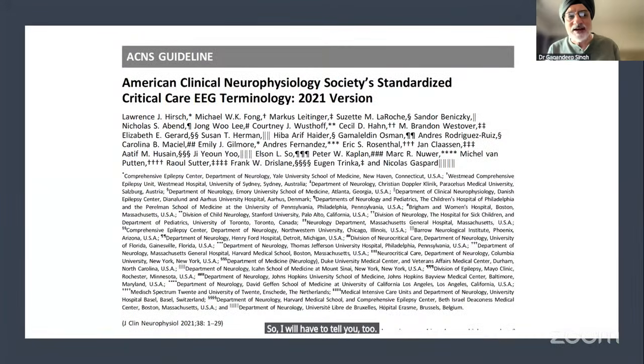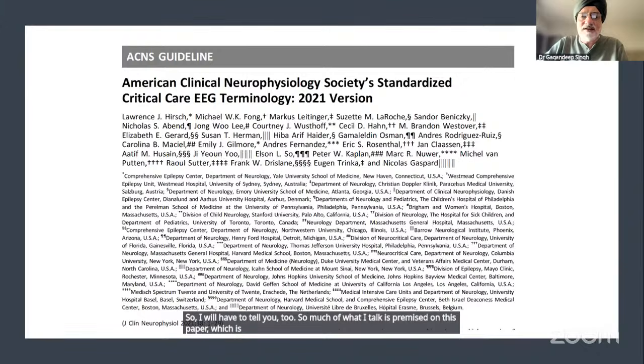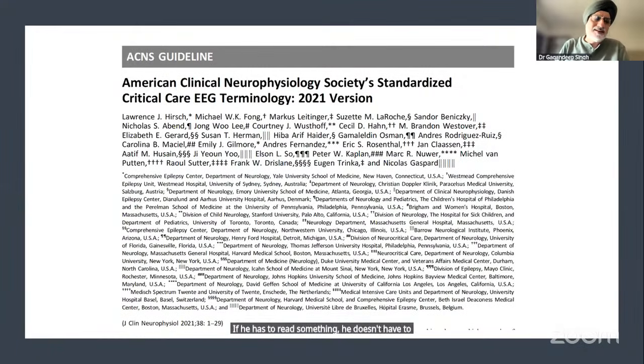So much of what I talk is premised on this paper, which is actually a landmark paper. It's a benchmark. This is where your critical care EEG begins, right? Anyone who would like to do critical care EEG, if he has to read something, he doesn't have to read too much, right? It's like Jyotsna said.